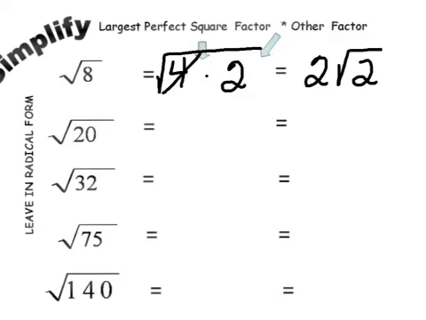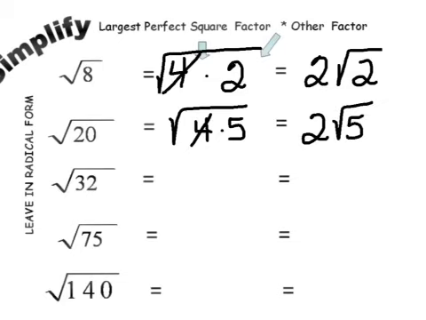All right, square root of 20. I need the biggest perfect square that goes into 20. So that would be 4 times 5. The square root of 4 is 2, so that comes to the outside. Square root of 5 can't be simplified, so that stays beside it.